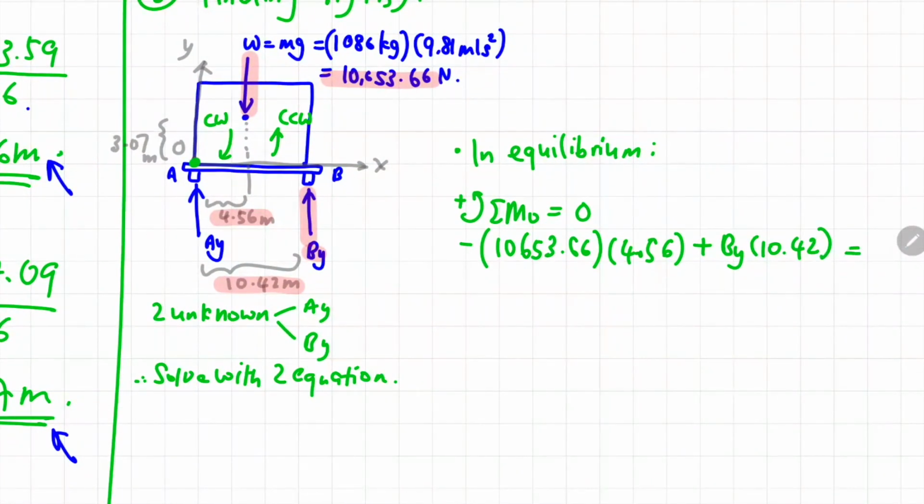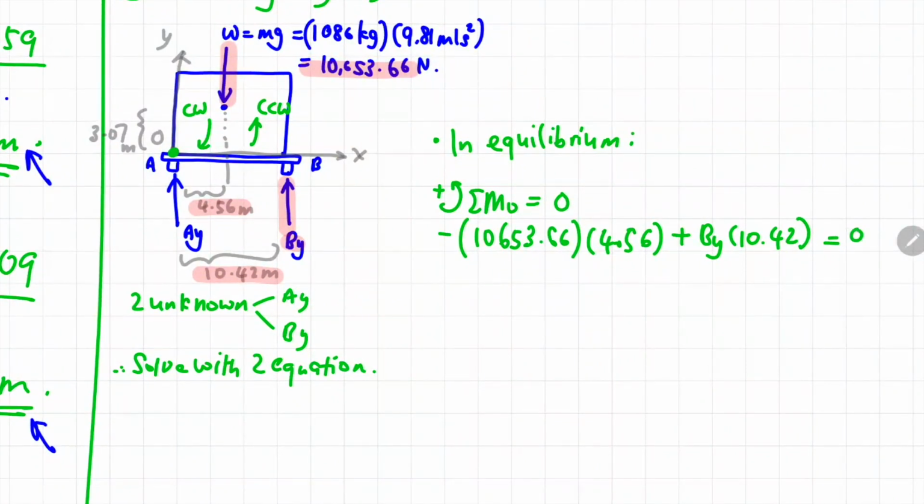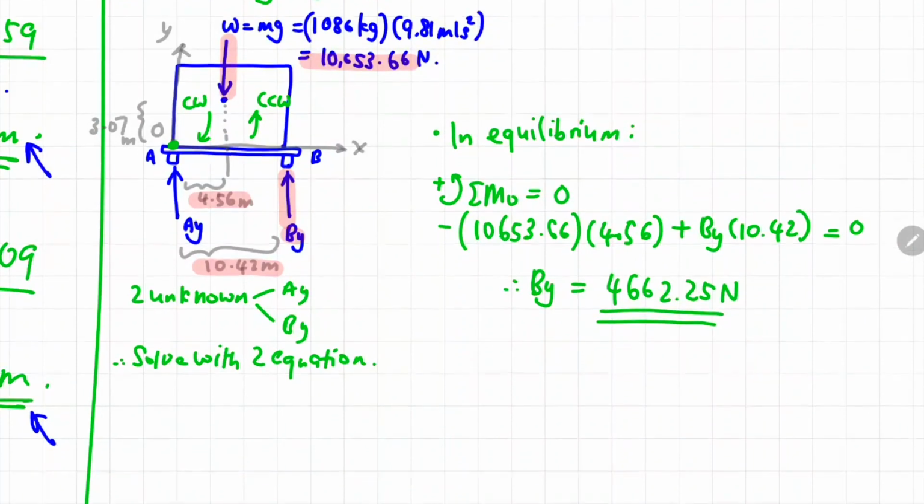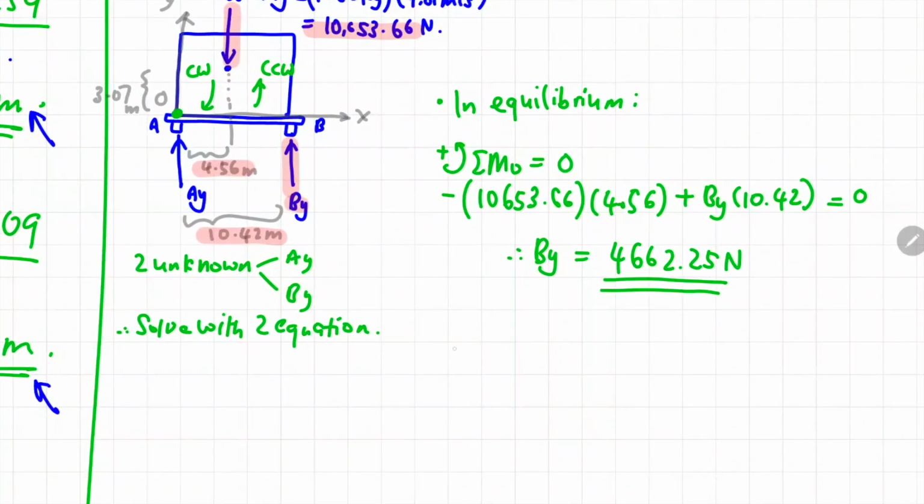So there are no other forces which will create moment. This will sum up to 0. So as there is only one unknown in this equation, you can conveniently solve for the By. And the magnitude of the By is 4662.25 Newton. So you already got the vertical force at point B.